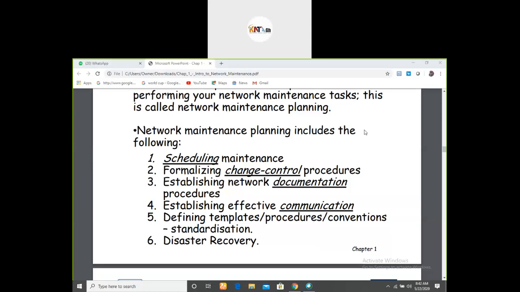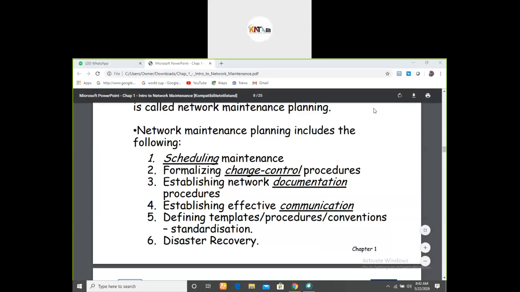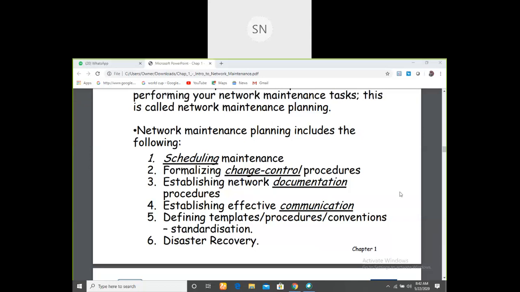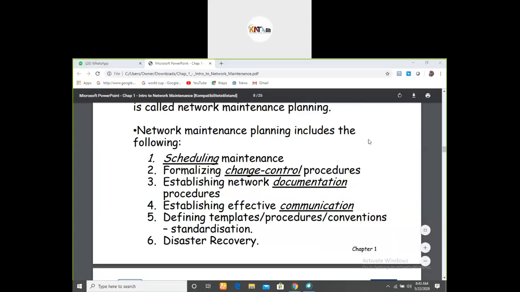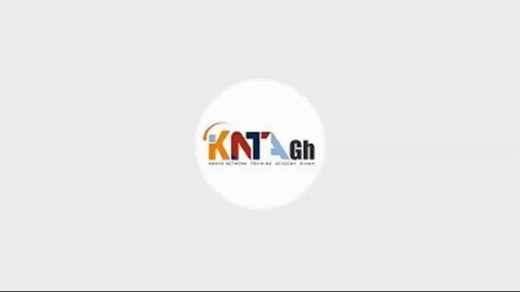So what are you doing to make sure that you are recovering all the information that needs to be recovered? Disaster recovery is a very important aspect in network maintenance planning. And then we want to look at scheduled maintenance.